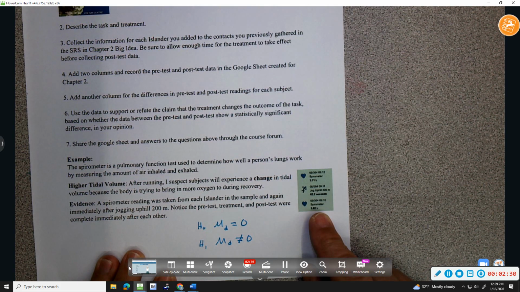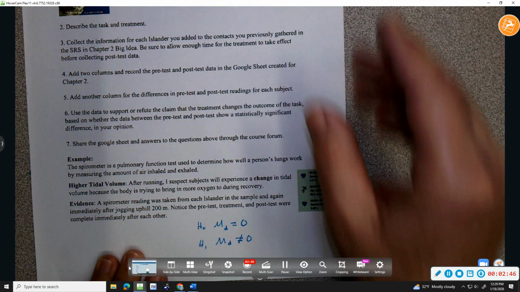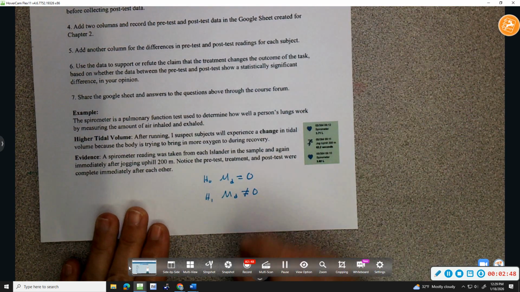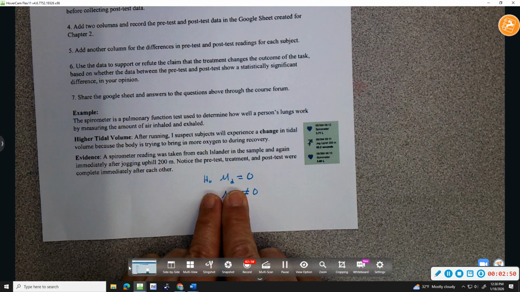So do some research from the tasks that are available, figure out what you want to do, and note that you're going to need a protocol. You're going to need some consistent measure of how long you wait for each subject before you take their post-measurement. Essentially, what you're doing is a matched pair that we studied in Chapter 1.